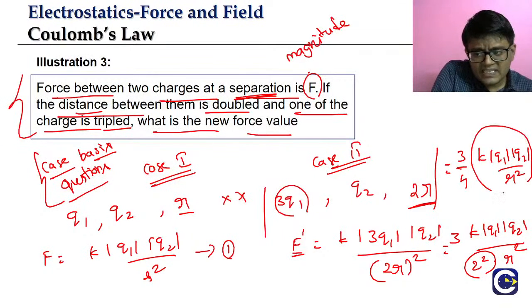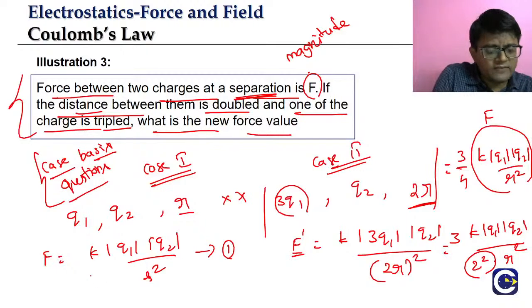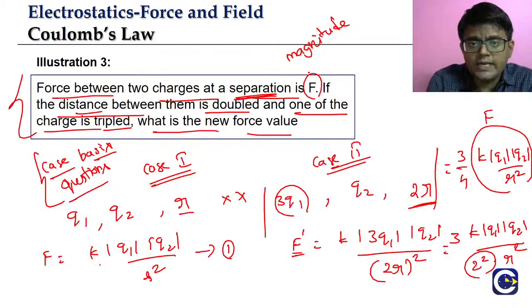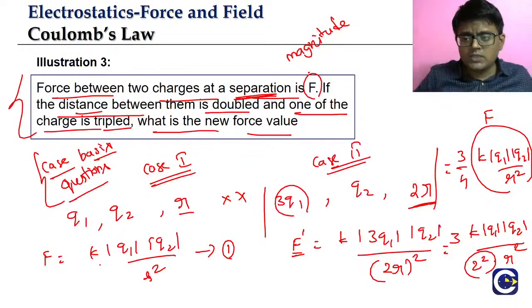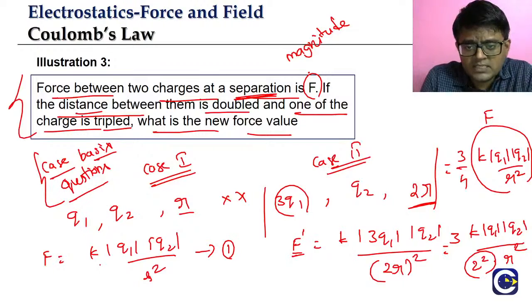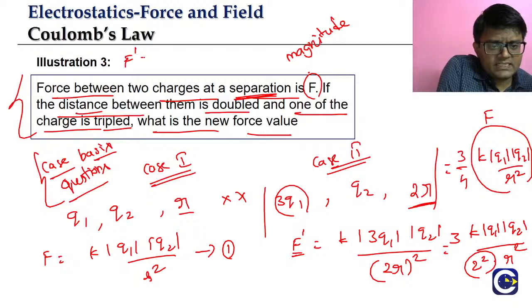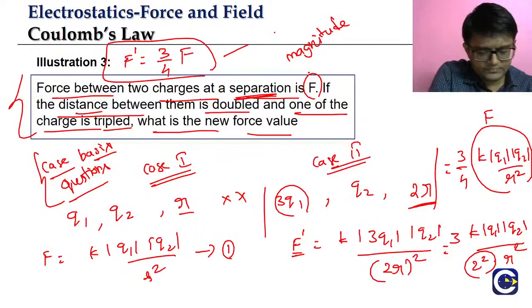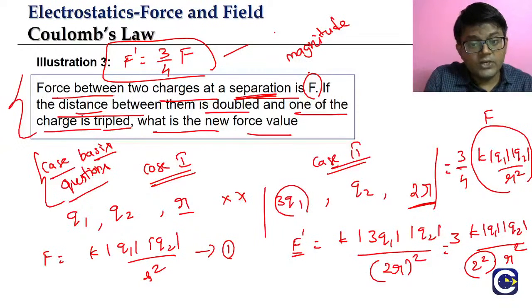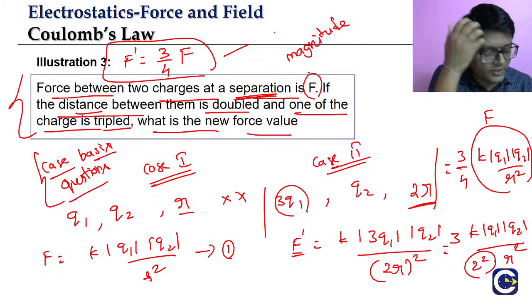இது என்னது, this is our original f தானா. Equation 1 ல இருந்து, f value is k into mod q1 into mod q2 by r square. So அந்த k into mod q1 into mod q2 by r square க்கு பதிலா நம்ம f சப்ஸ்டிட்யூட் பண்ணலாம். So இங்க பாருங்க, f dash is equal to 3 by 4 into f. புரியுதா, what is the new force value. It will be 3 by 4 into f.